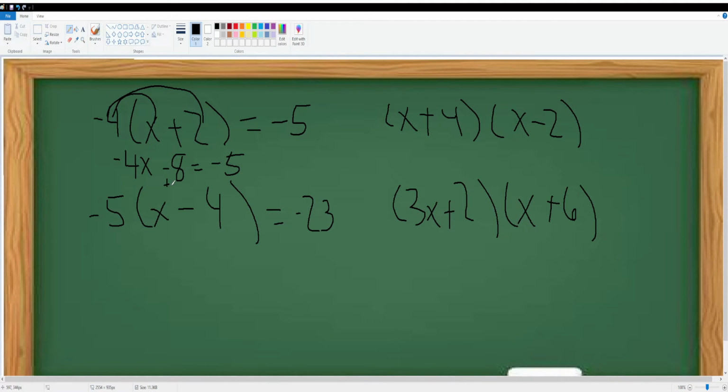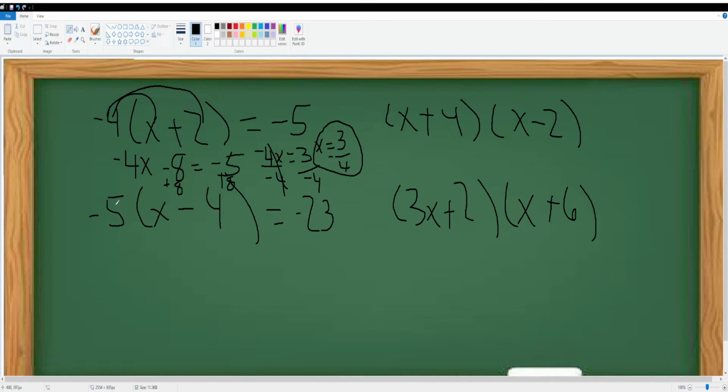So once you do that, you can just add it on both sides, and then you get negative 4x equals positive 3. And then you get x equals, once this cancels out, x equals 3 over 4, but negative, so negative 3/4. That's your final answer for that problem.